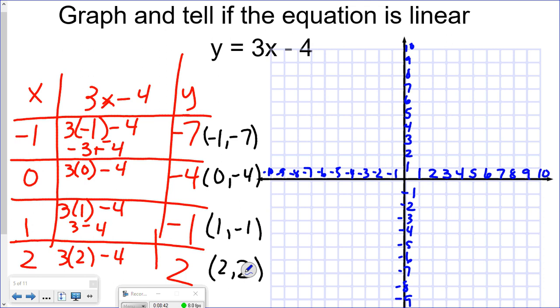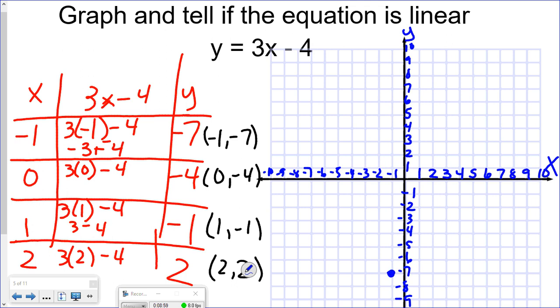Okay, this is the x-axis here. This is the y-axis up here. Okay, now we're going to start to graph. So we have (-1, -7). Remember, we're going to go on the x-axis first. We're going to go over to -1 and then down to -7. So our first step is going to show up.